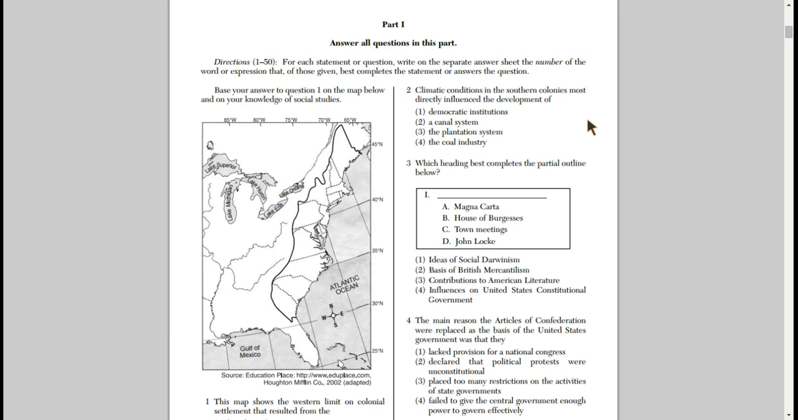democratic institutions, a canal system, the plantation system, the coal industry. So you're going to pause, get rid of 2, choose your answer, and come back. Welcome back. All right, so climactic conditions has to do with the climate. Hopefully you got rid of 1 and 2 and you chose 3.